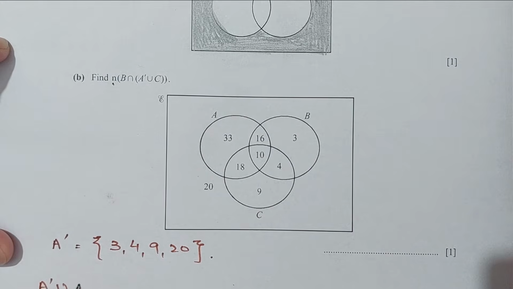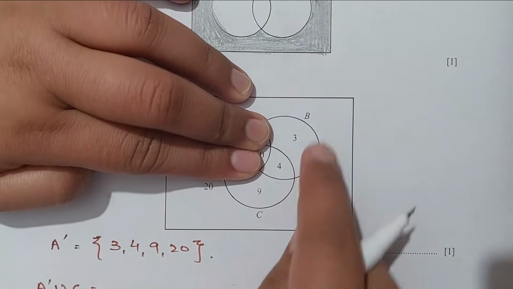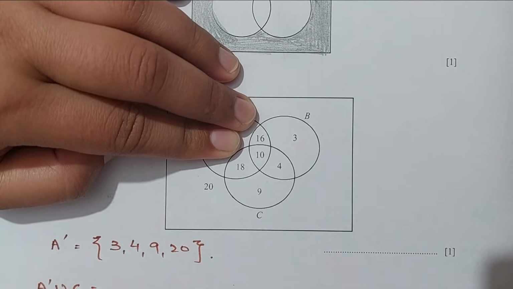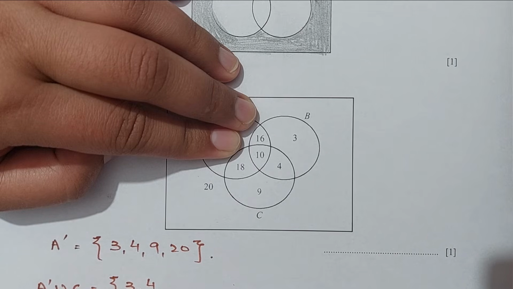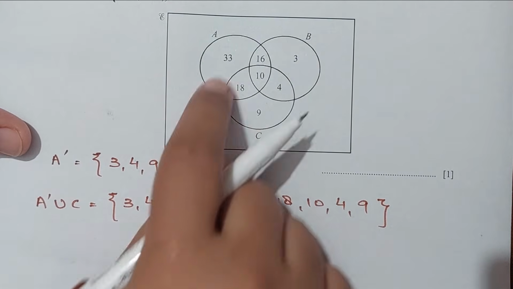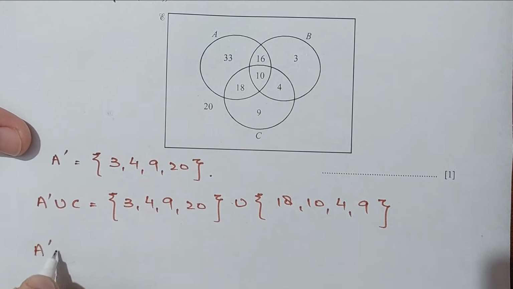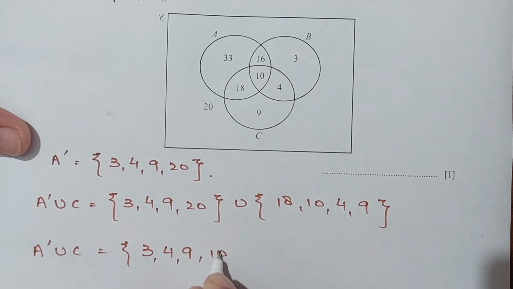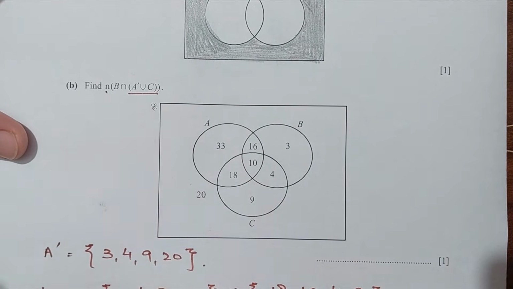A complement, its union with C. This is set C. So A complement is 3, 4, 9 and 20, and its union with the set C, which is 18, 10, 4, 9. You can see this is the whole set C. So A complement union with C is going to be 3, 4, 9, 10, 18 and 20. So we are done with A complement union with C.